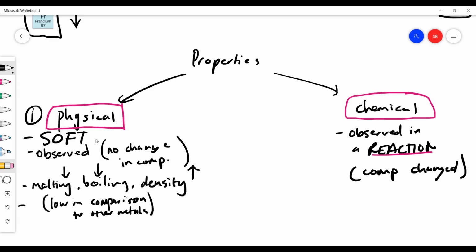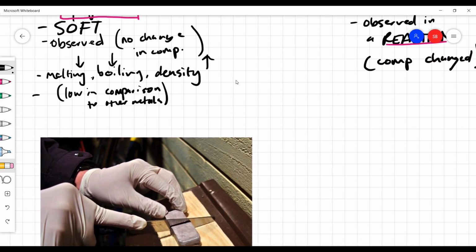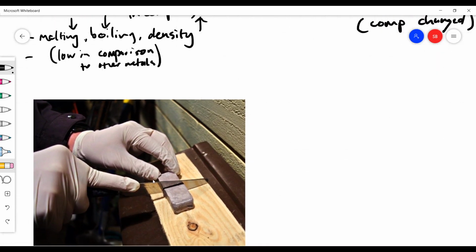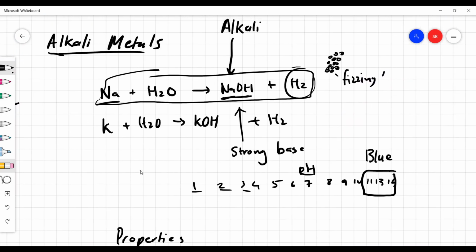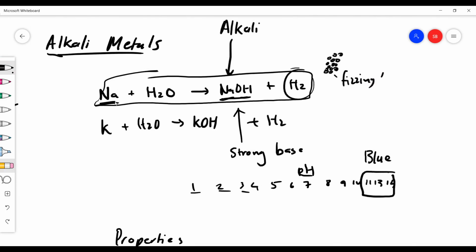They're soft. They're quite soft metals. I've got a picture here. I think this is sodium, and the reason this person's wearing gloves is because there's enough water in your sweat to cause a reaction between sodium and the water on your hand. That will really burn your hand, because it forms sodium hydroxide, which is an incredibly strong base.